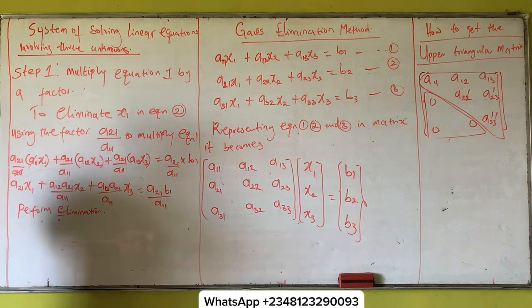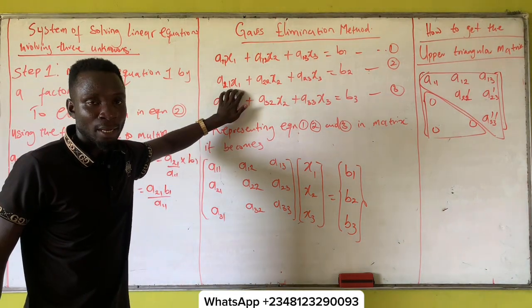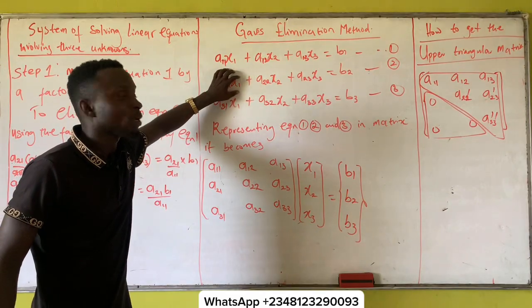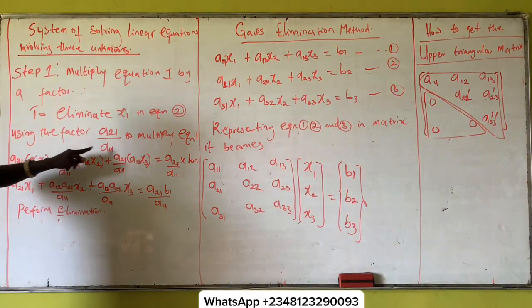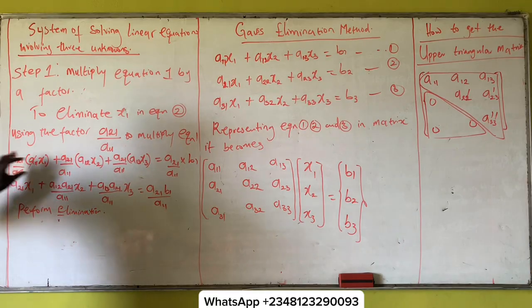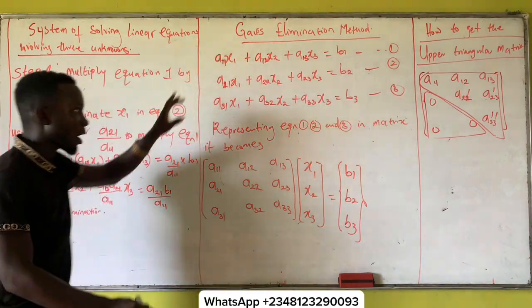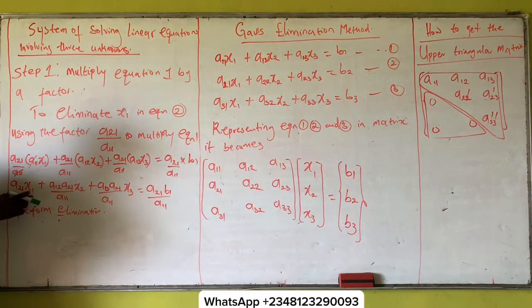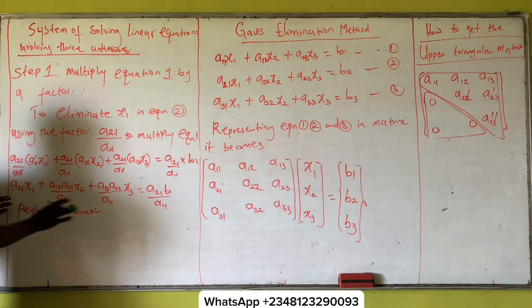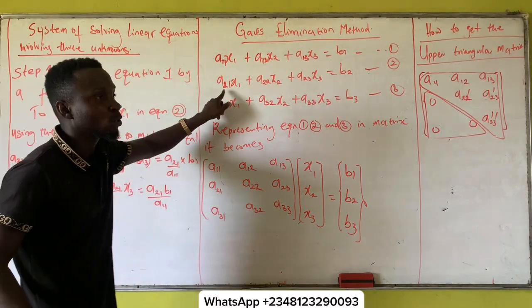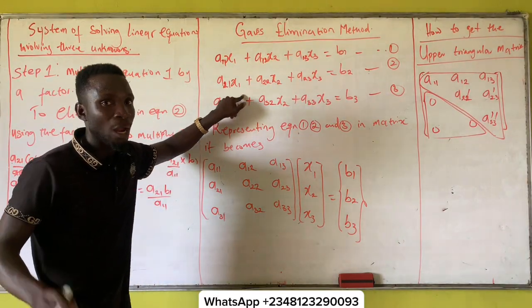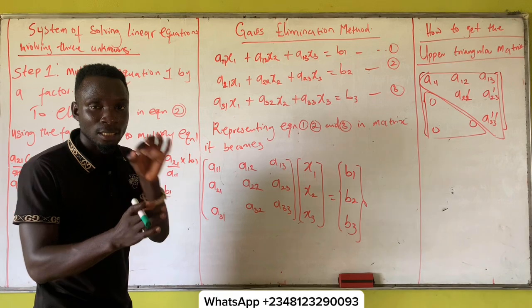Remember, we are trying to eliminate x1 from here, this particular one. Now, you can see that since we used the factor A21 over A11 to multiply our equation 1, we have gotten the same term we have here, that is A21 x1 and A21 x1. So from here, we will be able to subtract the both of them.